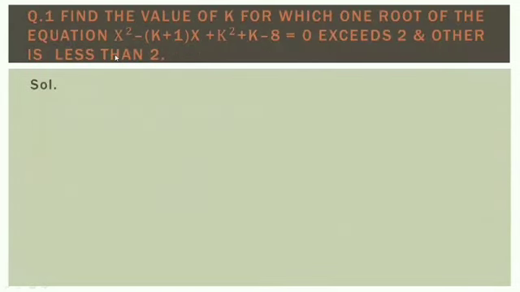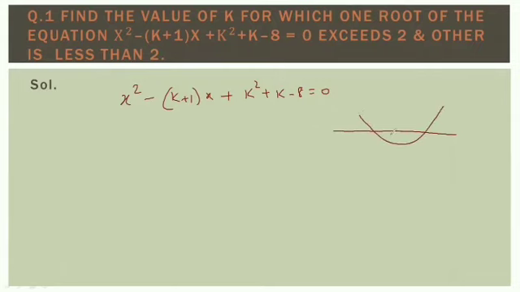The first problem for us is that we have to find the value of k for which one root of the given equation x square minus (k plus 1) into x plus k square plus k minus 8 equals 0 exceeds 2 and the other is less than 2. So let's see what this means when we plot the graph. In this case, one root exceeds 2 and the other is less than 2. That means 2 is in between the roots, alpha and beta.